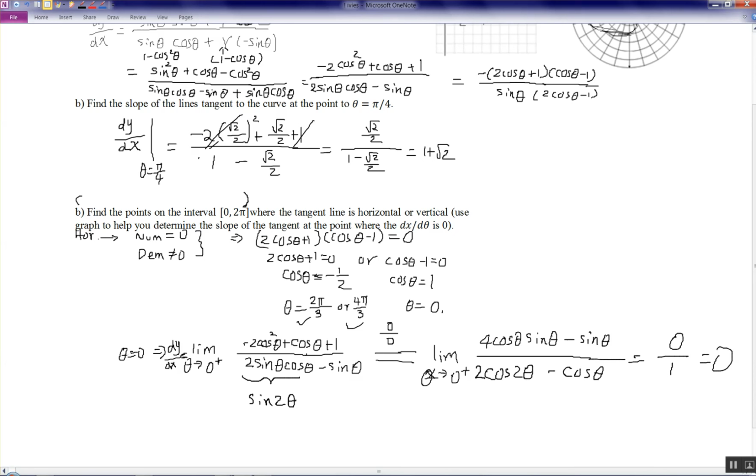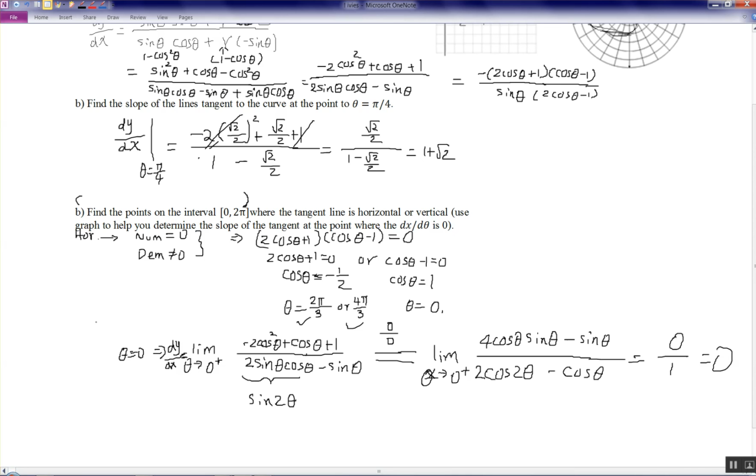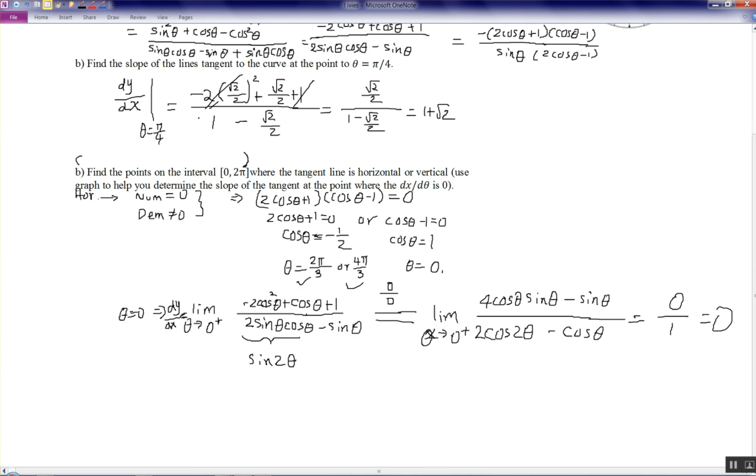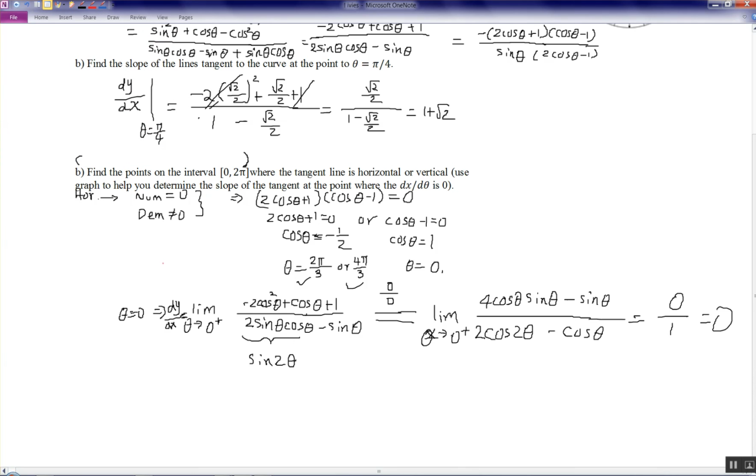So that means when theta is approaching 0, the derivative dy/dx is actually 0, which actually matches what we observe. There are 3 places, 3 angles, where the tangent is 0: 1, 2, and actually when theta is 0. So at these 3 points, at these 3 angles theta, we have a horizontal tangent line.